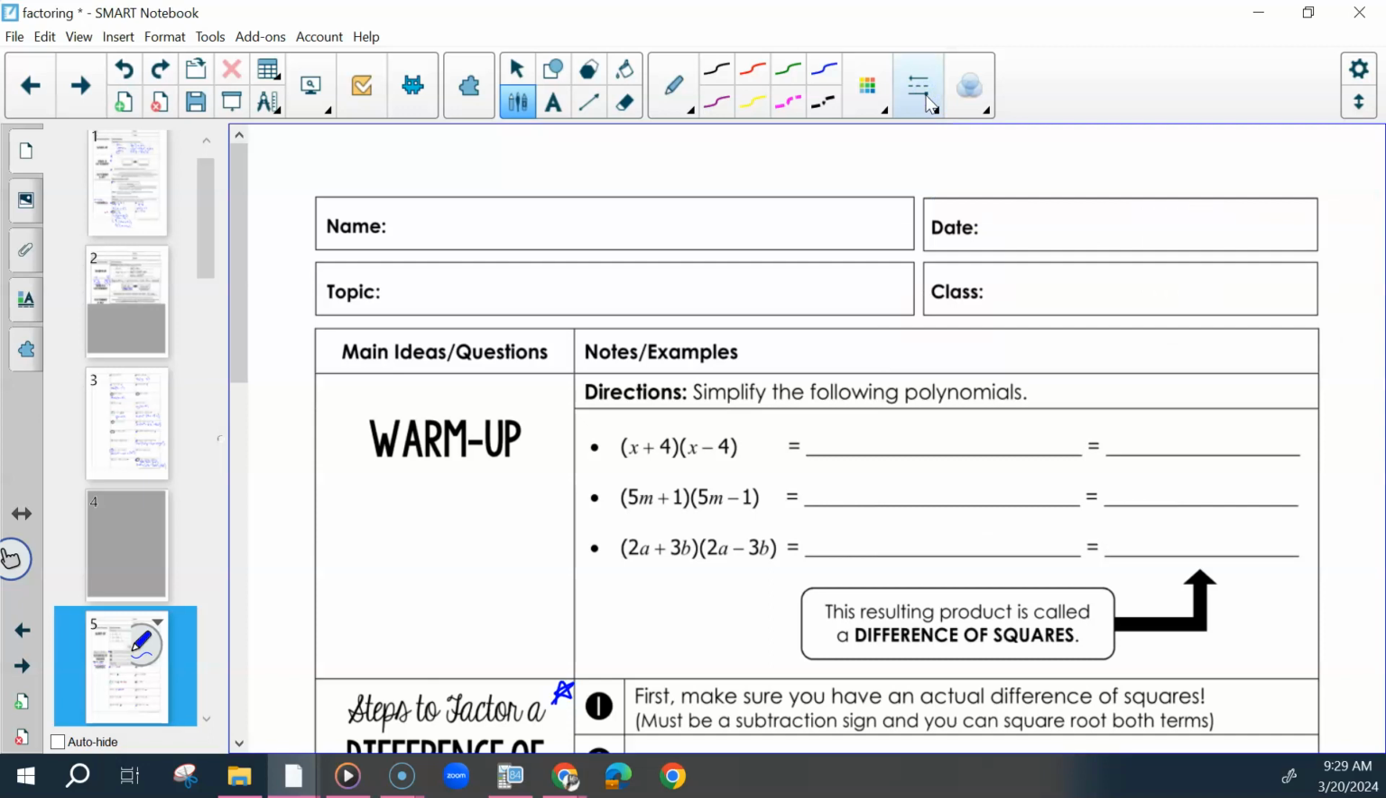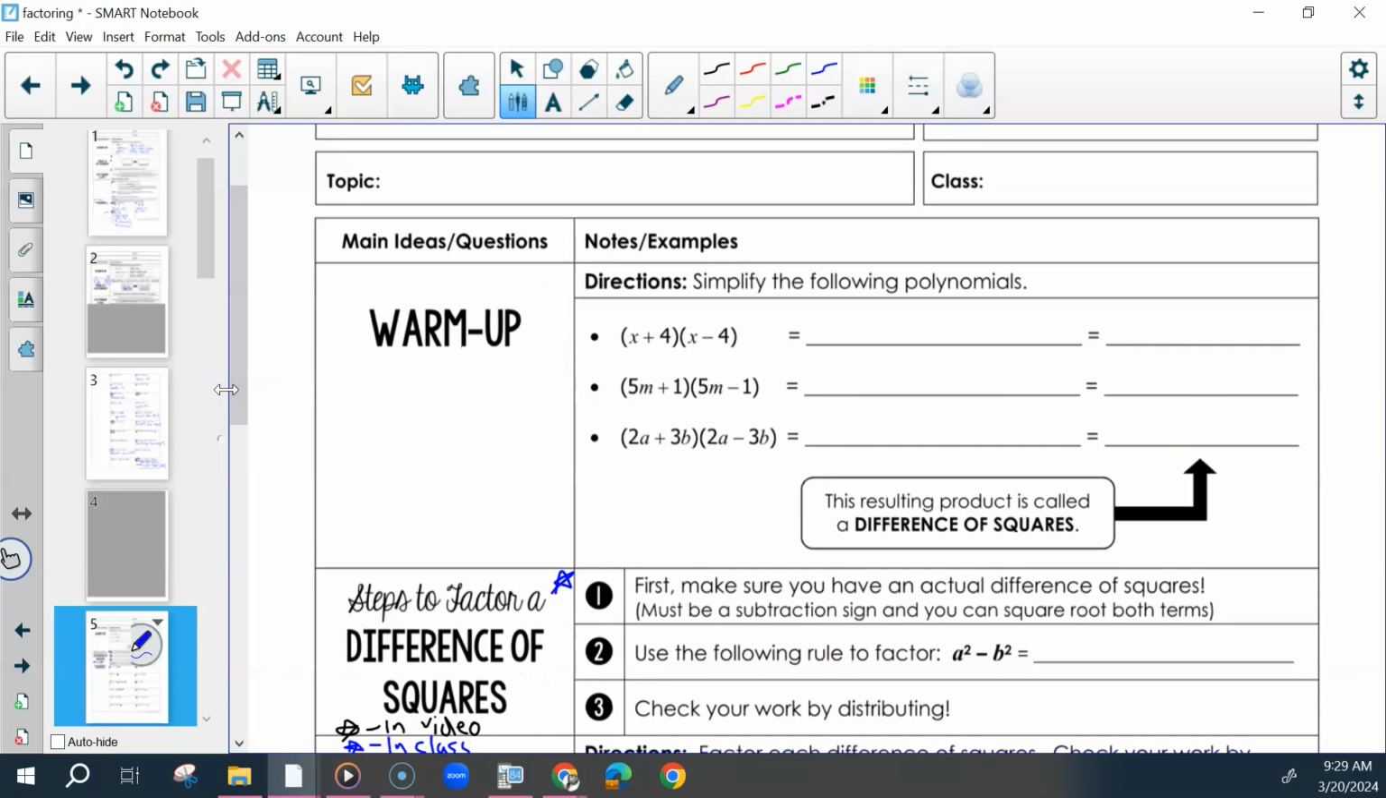Okay, like the GCF, we're going to try these warm-up problems first. We have binomials being multiplied to binomials, so we're going to multiply FOIL, double distributive, box method, however you want to do that. I'm just going to use FOIL. X times X would give us X squared. X times negative 4, negative 4X. 4 times X, plus 4X. And then 4 times negative 4, negative 16. When we combine like terms, what happens? The x's cancel, leaving us with x squared minus 16.